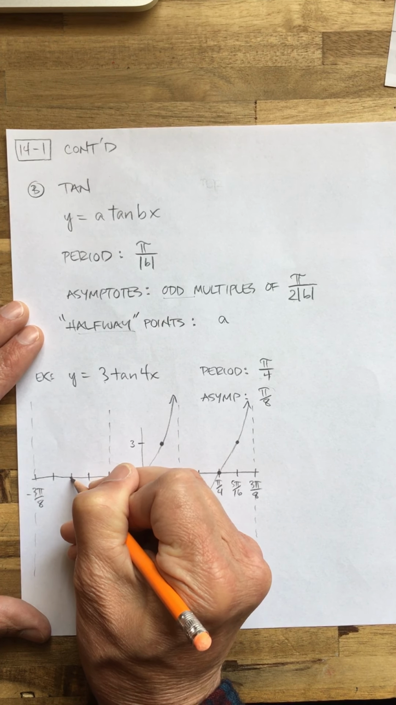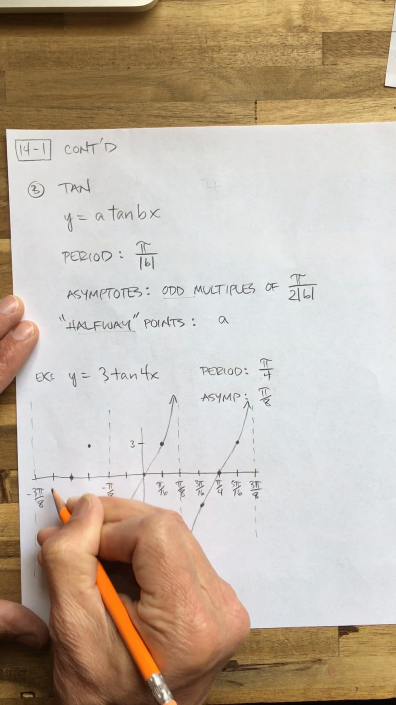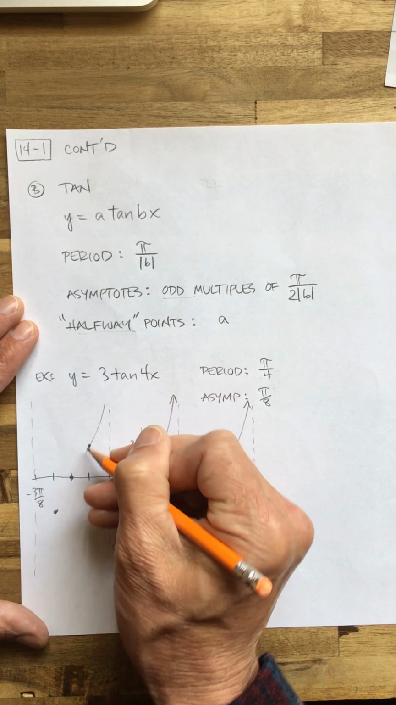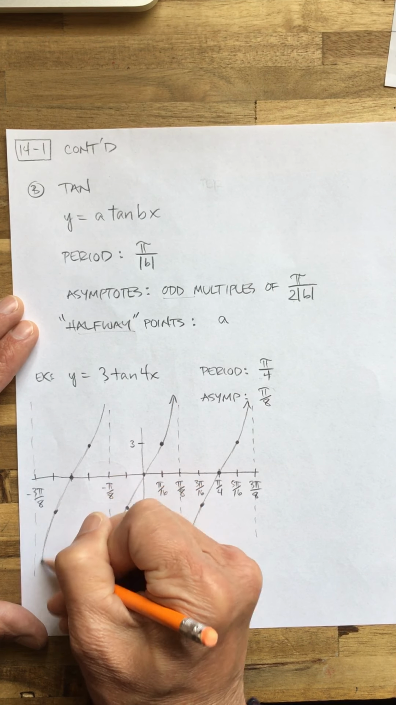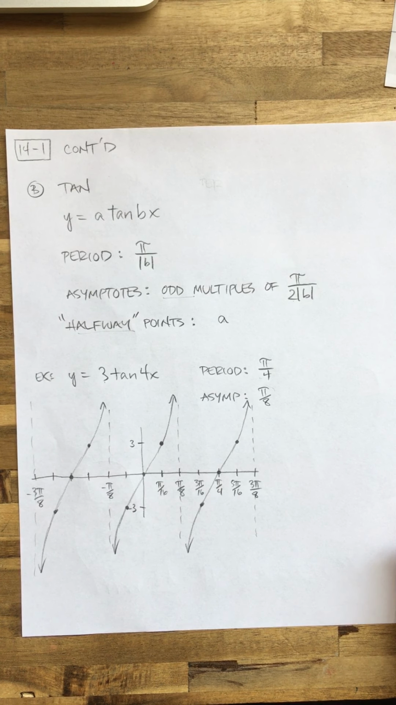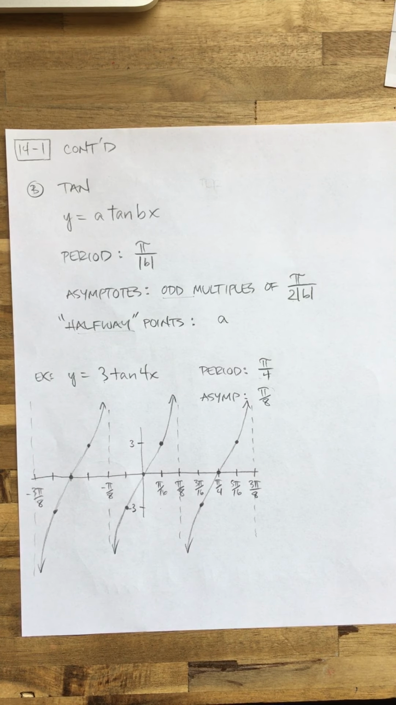Here's my midpoint. Here's my halfway point, so go up to 3. Here's my other halfway point, go down to -3. And just draw that curve. And there we have it. We have the tangent graph, y equals 3 times the tangent of 4x.